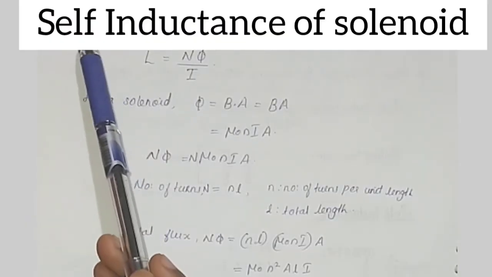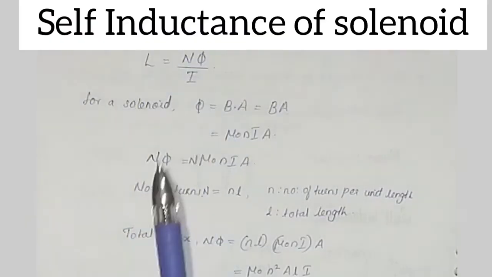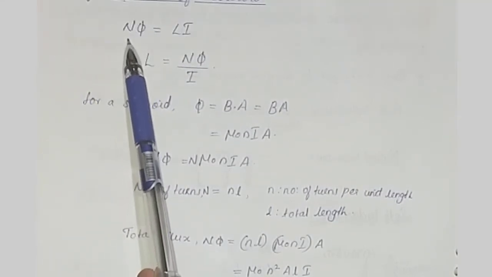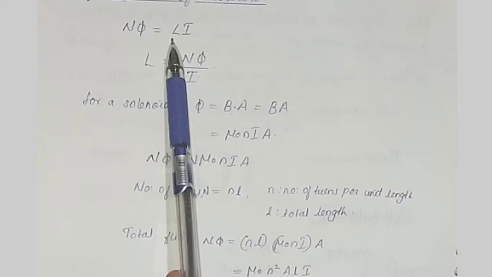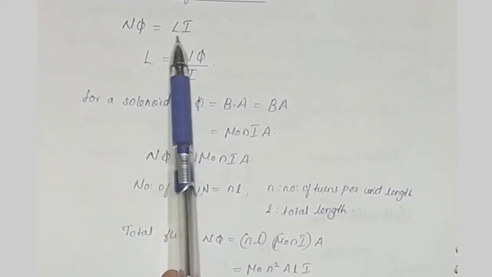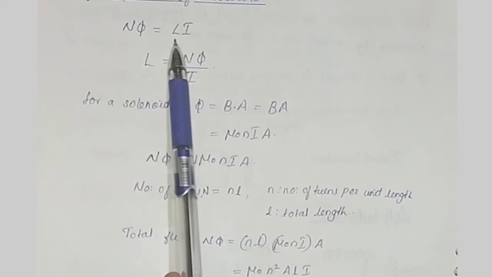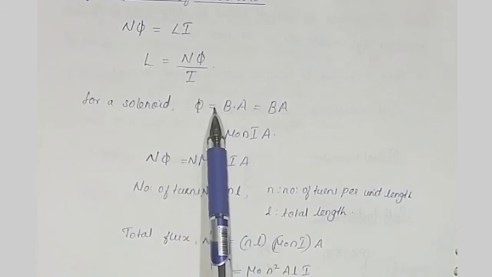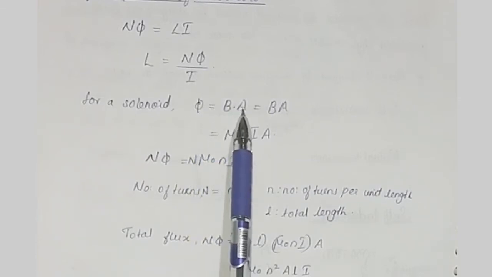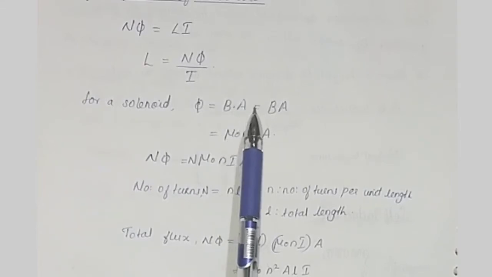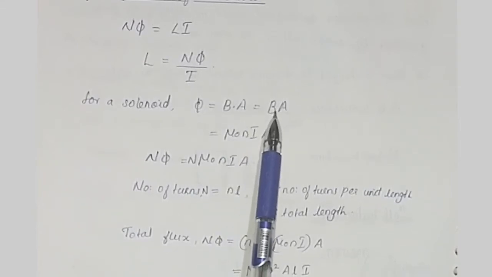Now let us analyze the self-inductance of a solenoid. So as we told, in the process of self-induction, the total flux N phi is given by LI, and from that we can write the expression for the self-inductance or the coefficient of self-induction as L is equal to N phi by I. And magnetic flux is also expressed as B dot A that we have already learned, and maximum flux is obtained as BA.